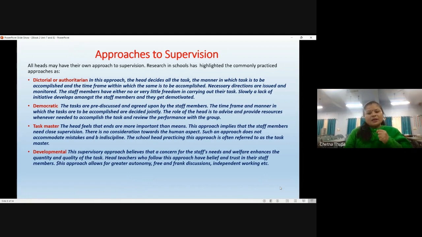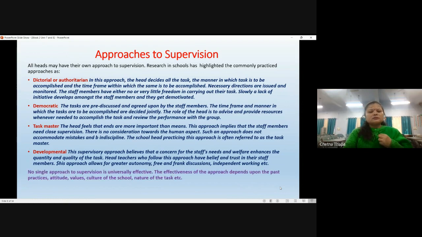So there is a concern for the staff needs and welfare, which definitely enhances the quality and the quantity of the task. The head teachers who usually follow this approach have a belief and a trust in their staff members, and this gives a greater autonomy of free, frank discussions, independent working hours, independent working styles among the people working in the institution. So this is the next one, which should be taken up by the head.